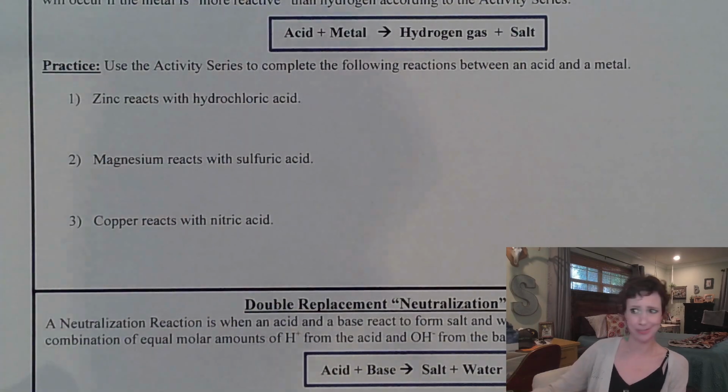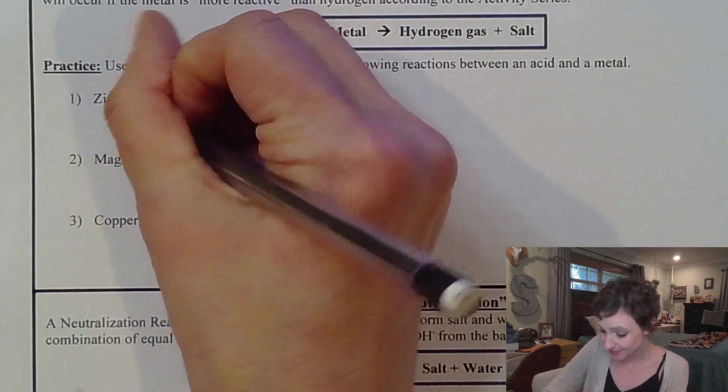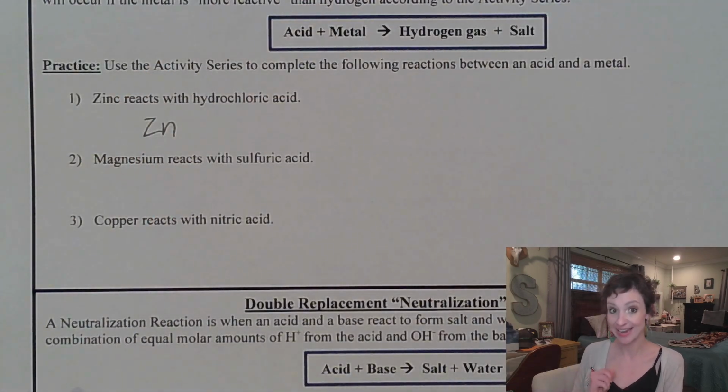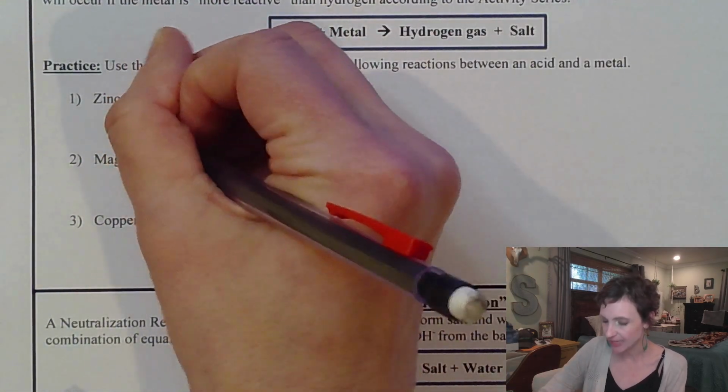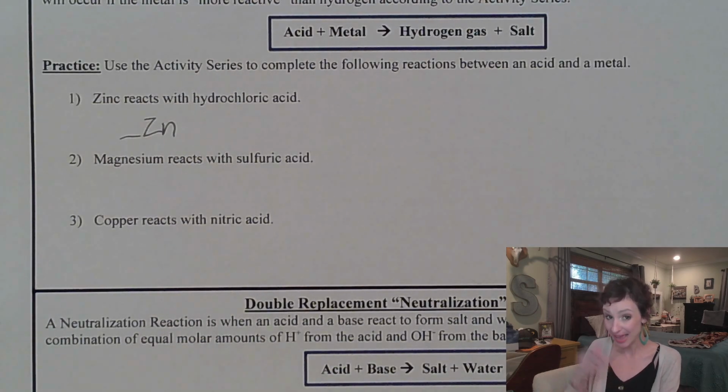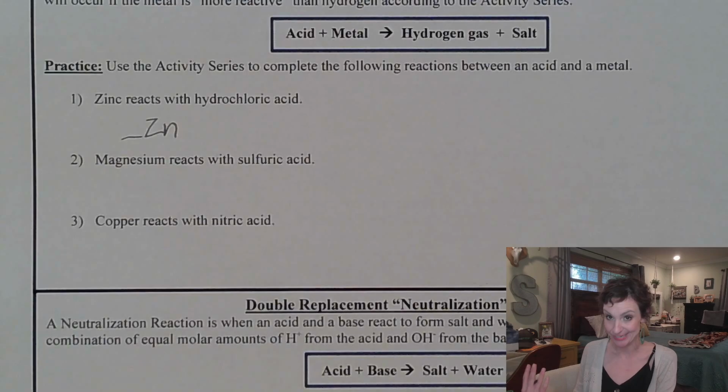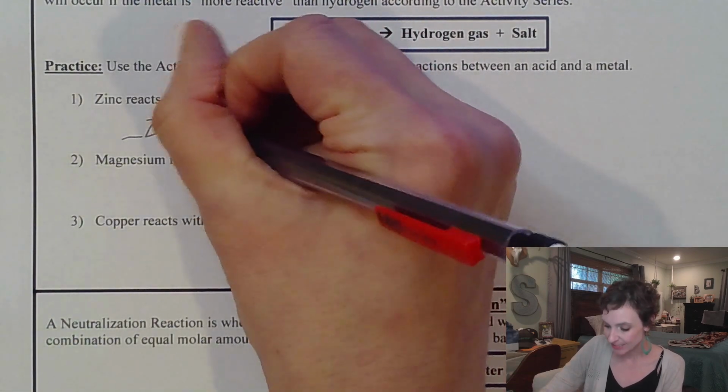Okay, so zinc, what is the symbol for zinc? He's by himself. The symbol for zinc is Zn. Yay. I'm also going to leave a blank in front of zinc because I will come back to balance this. All reaction equations need to be balanced, okay? But he is single, he's by himself.